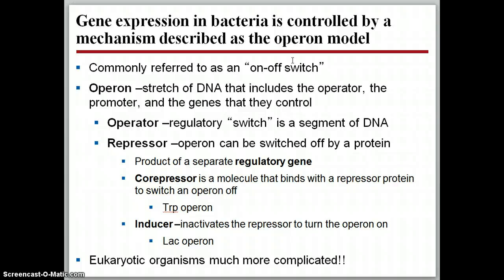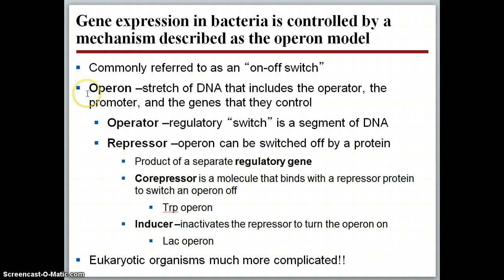The next thing we're going to look at is an operon model. This is a very simplified version of what happens in eukaryotic organisms. Eukaryotic organisms are very complicated. We're going to be focusing on operons that are in bacteria, and they're very simple in comparison. In eukaryotic organisms, sometimes the genes for regulation are on different chromosomes completely. With bacteria, because they have a single circular chromosome, it's a little bit simpler to regulate.